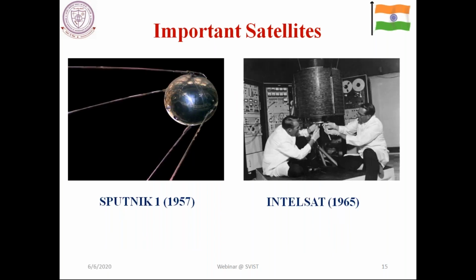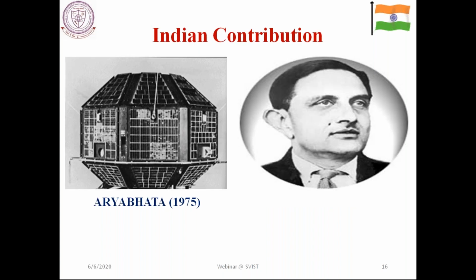Okay, and here are some important satellites. The first satellite launched in space was Sputnik 1 in 1957, and later Intelsat was launched in 1965. Within a very few years, the first satellite launched by the Indian team was Aryabhatta in 1975. This Aryabhatta launch was driven by this gentleman, who is nothing but the father of Indian space research, Dr. Vikram Sarabhai. Okay, so he made all the initiative.